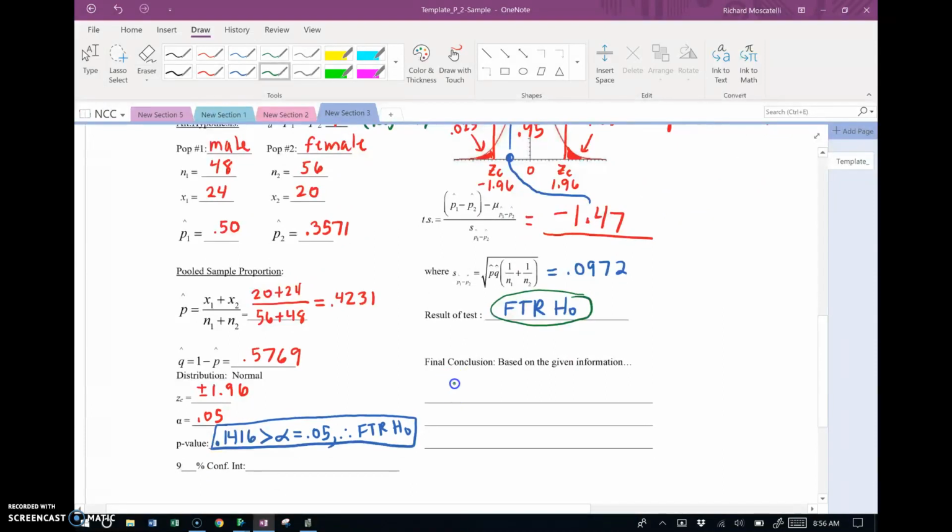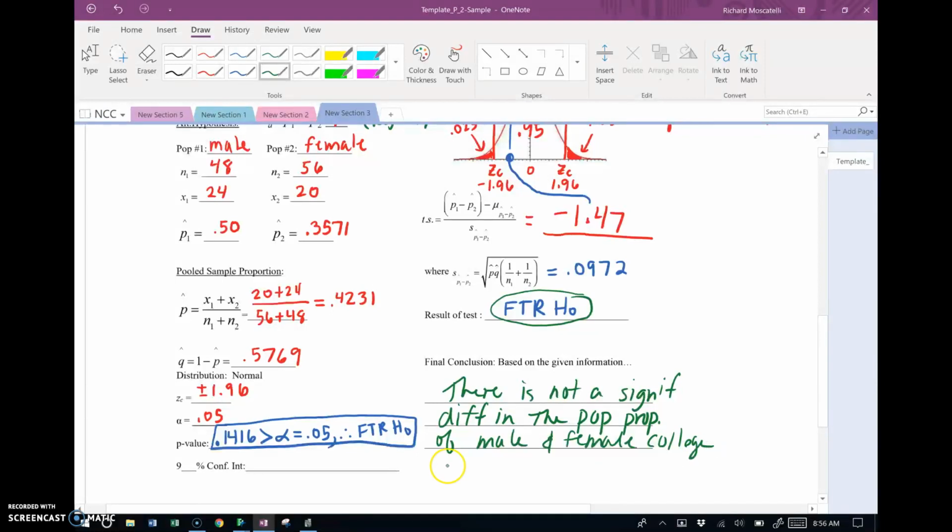So based on the given information, there is not a significant difference in the population proportion of male and female college students that have a credit card.